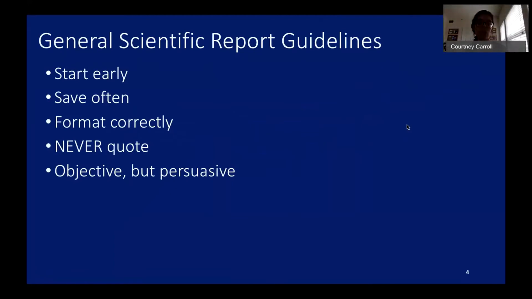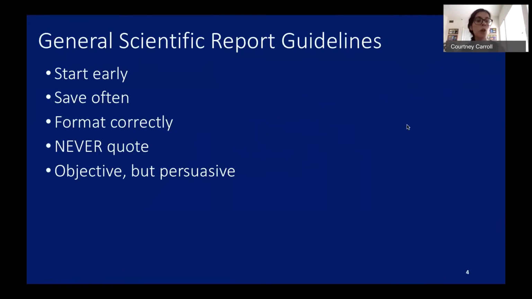So, general guidelines. Start early. Scientific reports, lab reports, these take a while, so you don't want to put it off till last minute. Save often. You never know when your computer could crash or that file could be lost. So make sure you hit that save button and also save it to a few different places, not just your computer, but also some sort of cloud-based like the OneDrive or your own personal Google Drive. These are all great places to save your scientific reports.